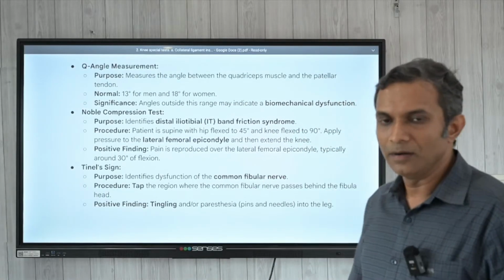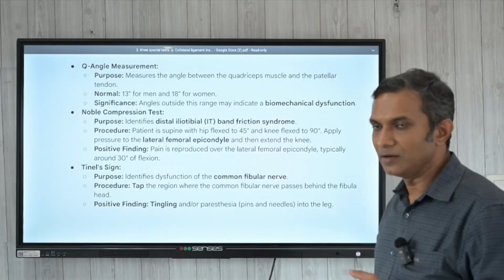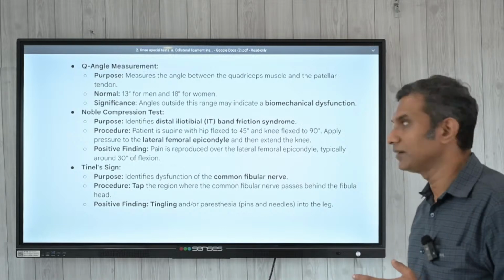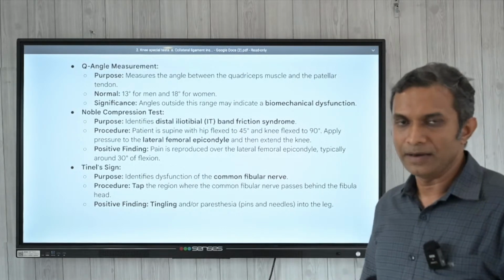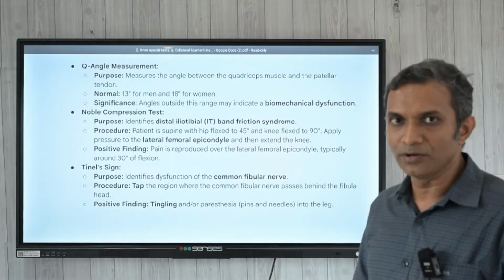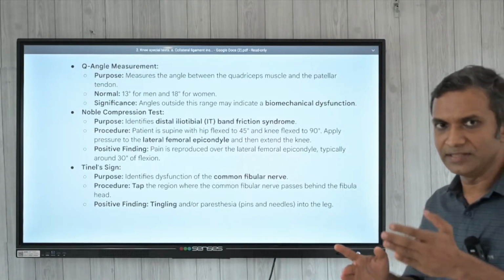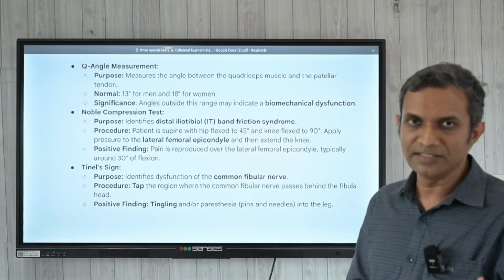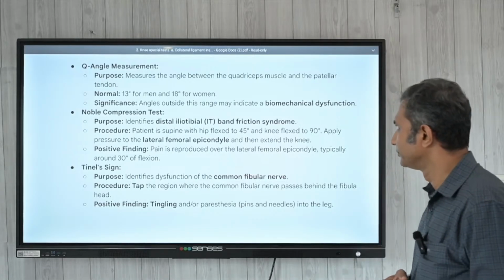Q angle measurement, or quadriceps angle measurement. It measures the angle between the quadriceps and the patellar tendon. It's 13 degrees in men and 18 degrees in women. The physiological reason is attributed to the wider pelvis. So if there is any alteration in this normal range in a gender-specific assessment, that signifies a dysfunction.